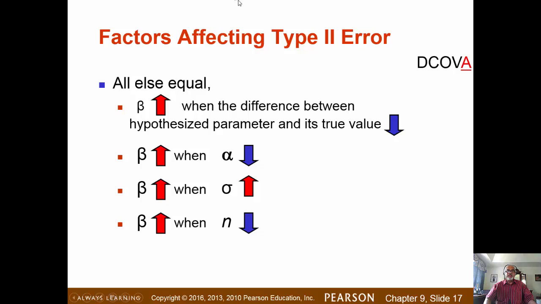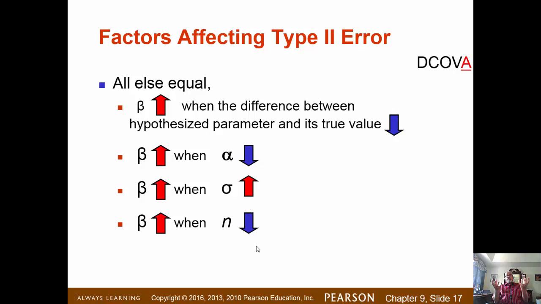All else equal, beta goes up as the difference between the hypothesized parameter and its true value goes down. Now, if sigma goes up, that is, the inherent variability in the process goes up, then the probability of type 2 error will also go up. When n goes down, again beta will go up. So the probability of type 2 error will go up in all of these cases: when alpha goes down, sigma goes up, or n goes down.